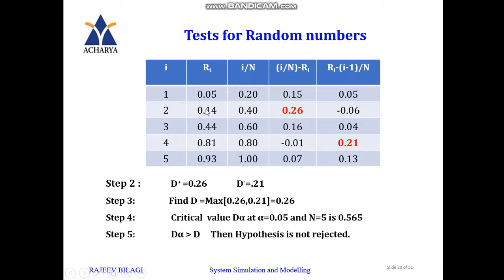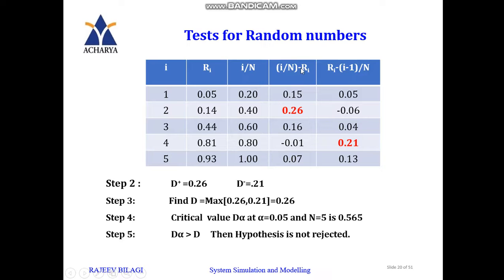Now step 2. If you look at D plus, to calculate this D plus, i by n. So what is the value of i? i is equal to 1. n is the total set of random numbers, that is 5. So 1 by 5, that is 0.20. 2 by 5, 0.40. 3 by 5, 0.60. 4 by 5, 0.80. 5 by 5, 1.00. Anyway, the detailed explanation I have solved in the very next slide step by step.